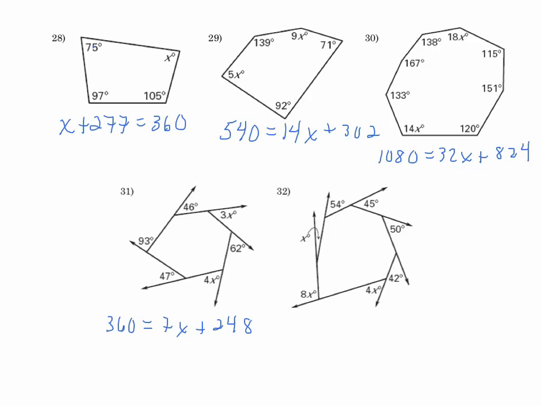In the final picture, we have 1, 2, 3, 4, 5, 6, 7 angles, but we know that their sum is always 360 degrees because they are exterior angles. And we have in this collection an x, an 8x, and a 4x, which together make 13x. And then we also have the angles 42, 50, 45, and 54, which total 191 degrees.